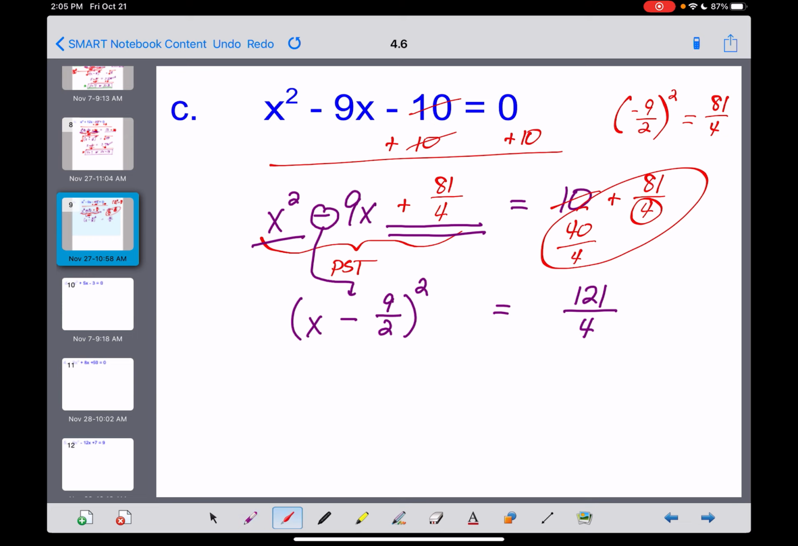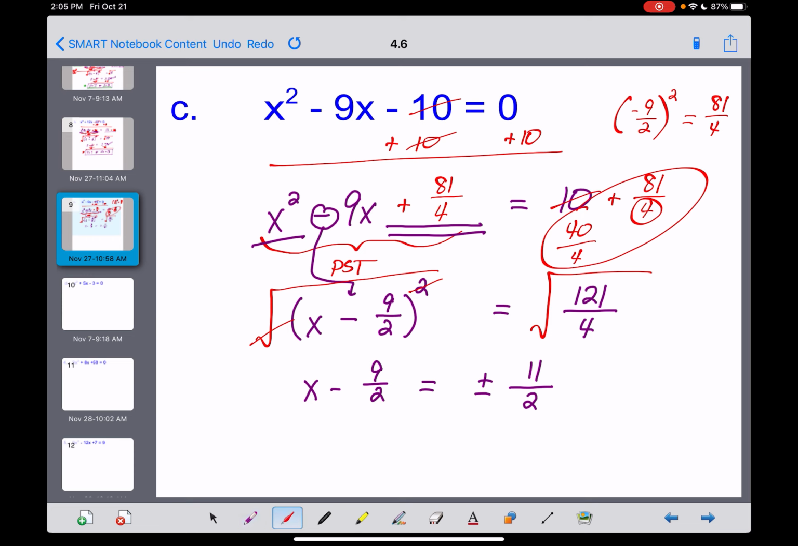And maybe you notice something cool about the numbers 121 and 4. At any rate, here we go. We undo the square by doing the square root of the left and the square root of the right. The square and the square root cancel, and we get x minus 9 halves is equal to, all right, every square root is going to be plus and minus, and now we just take the square root of the numerator and the square root of the denominator. The square root of 121 is 11. The square root of 4 is 2. So without a calculator, that really wasn't as bad as we thought it might be.